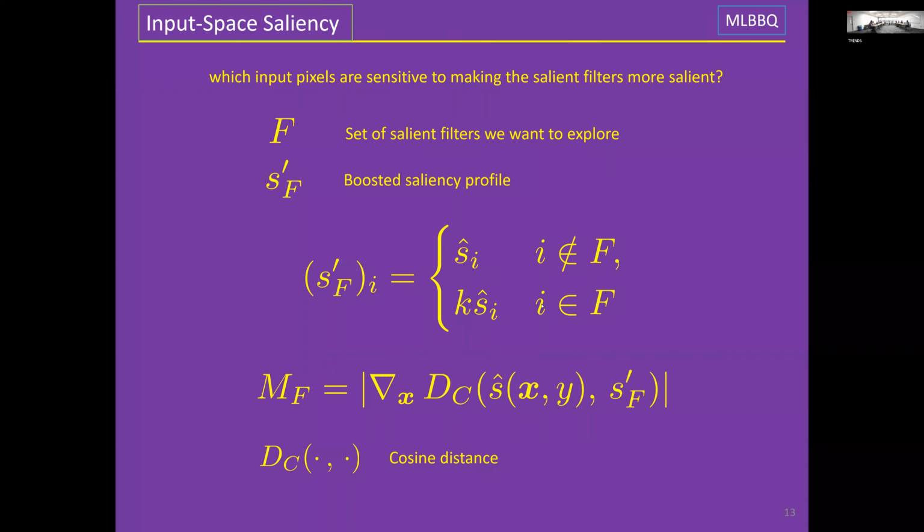But if this filter belongs to this chosen set of filters, then they boosted this saliency value. This is the original standardized saliency profile, and this is the boosted saliency profile. Then they measured cosine distance and calculated the gradient of this cosine distance with respect to the input x. So what they're trying to do is, if someone wants to boost these particular filters, which pixels in the input space will be more sensitive? We are trying to calculate that.